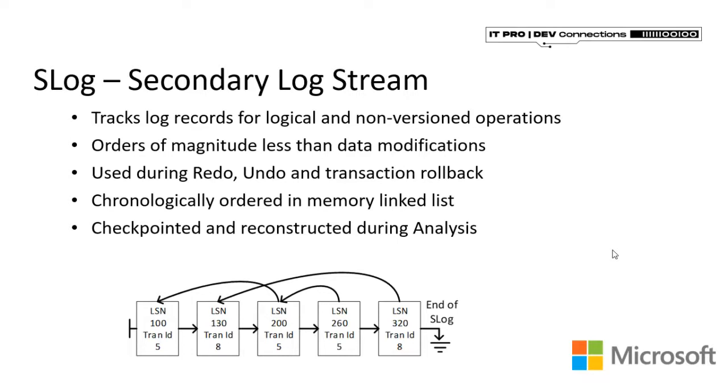These are stored just in memory as a linked list ordered by the chronological order of the log records. So if your transaction generates 10 of them in a specific order, they will be stored in the same order, similar to the transaction log. And this is reconstructed during recovery. When the checkpoint happens, we checkpoint it to the log, and we can reconstruct it as part of the analysis process. With that, we can use it to recover the database, during redo and undo. We can use it to undo any logical or non-versioned operations that cannot easily be versioned, using the logical revert process.